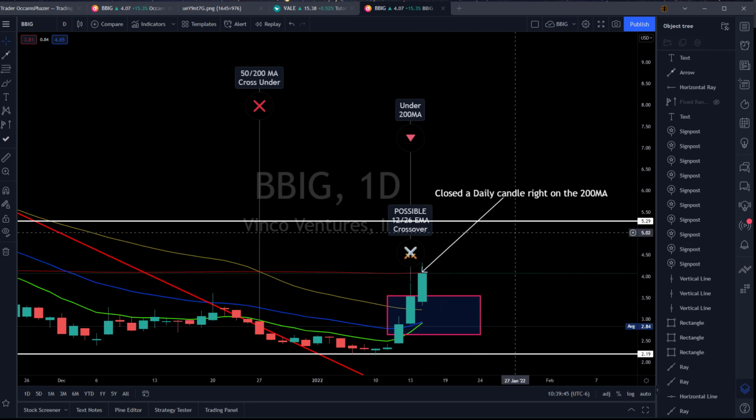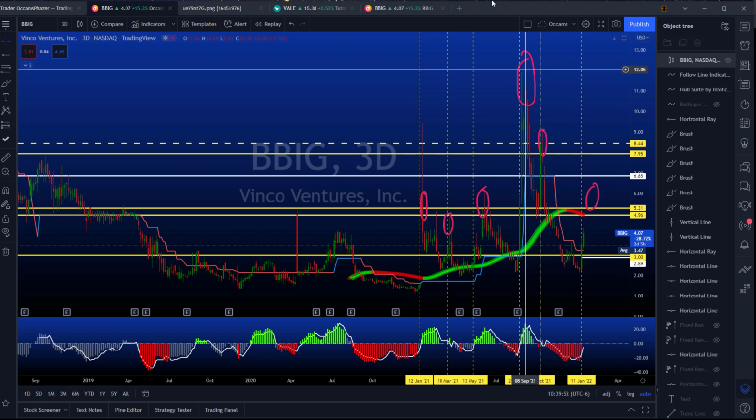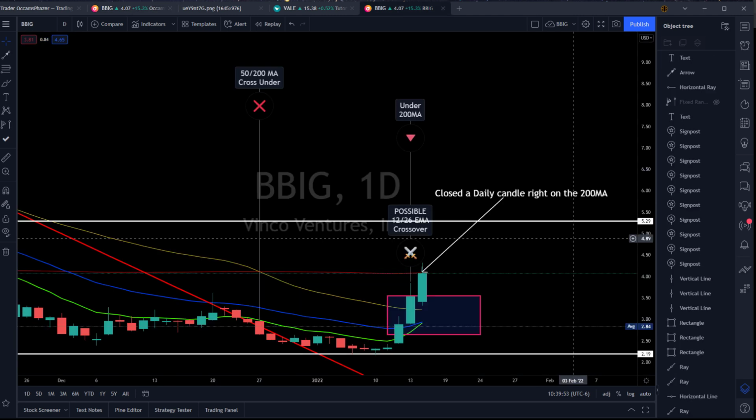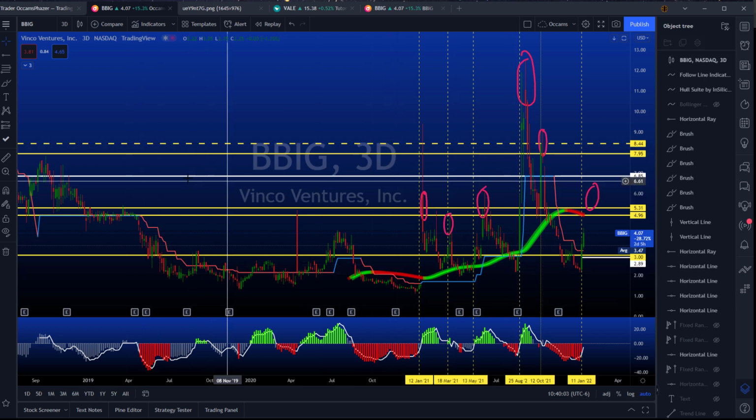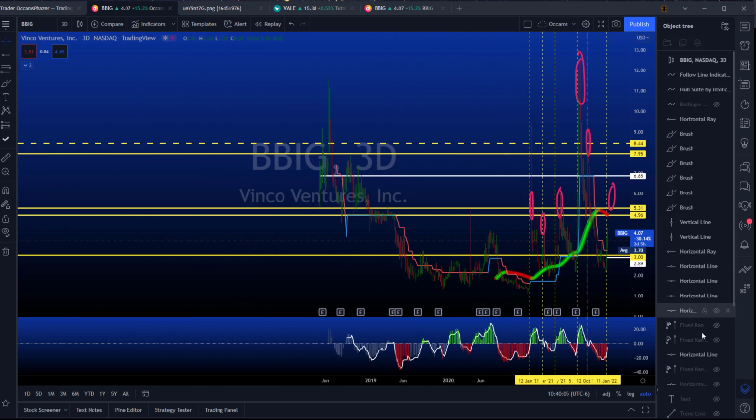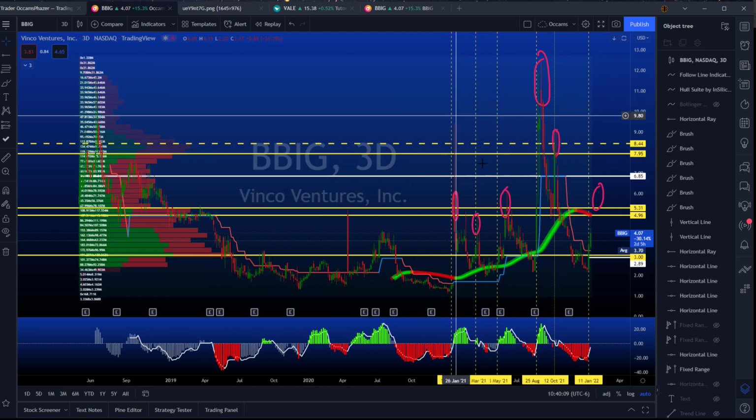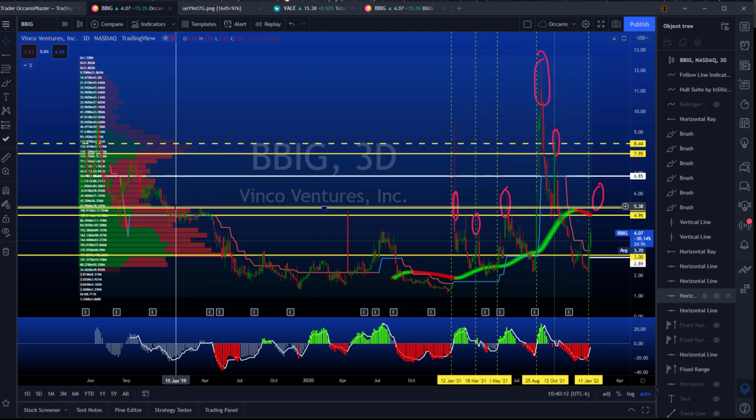If BBIG decides to get over this $5.30, what do we call it on this chart? $5.31, we'll call it $5.50. I would look for a possible retracement because of this volume profile. And we will put this one back on. But you have this shelf. Remember this volume shelf.